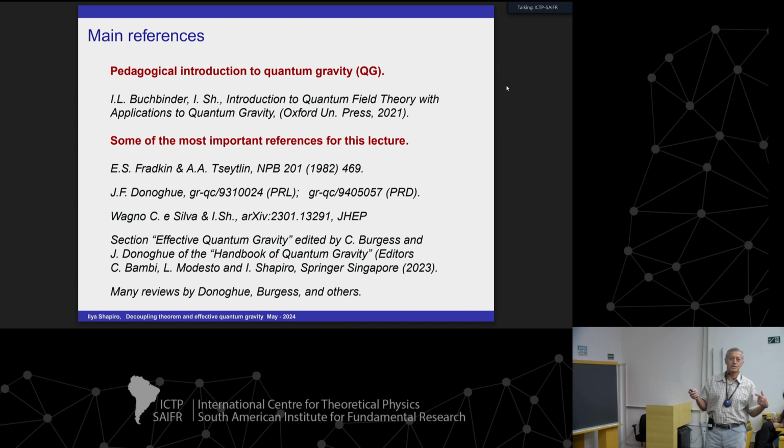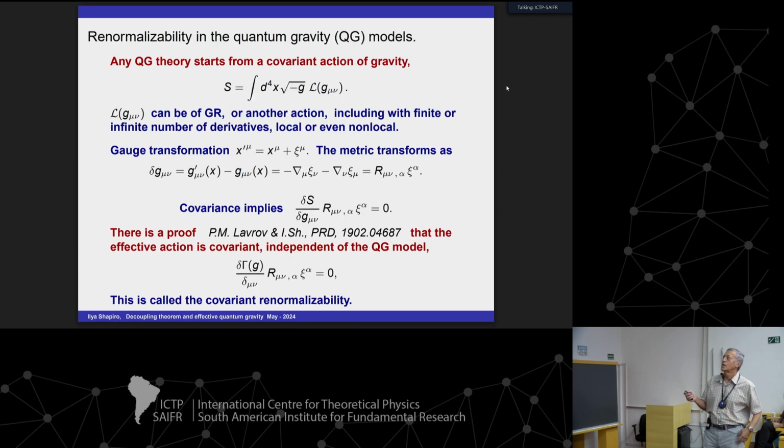However, let me say that my opinion about effective quantum gravity is not exactly the same as that of Donoghue and other people. So I will not discuss fully the differences, but some part I will. So first of all, what does renormalizability in quantum gravity mean? We need two parts always.